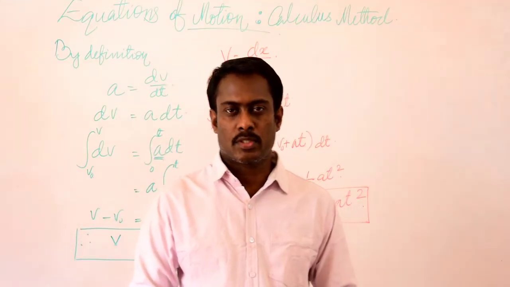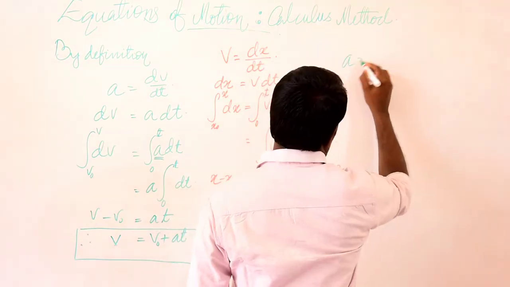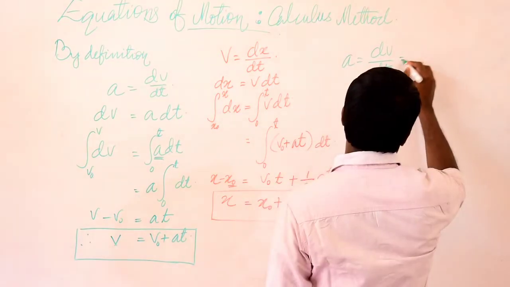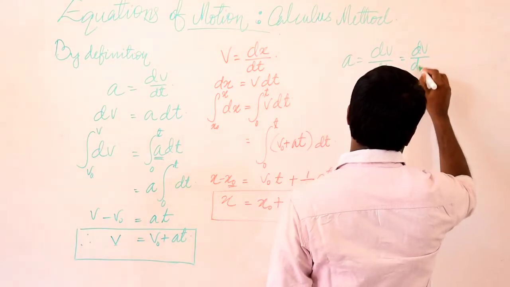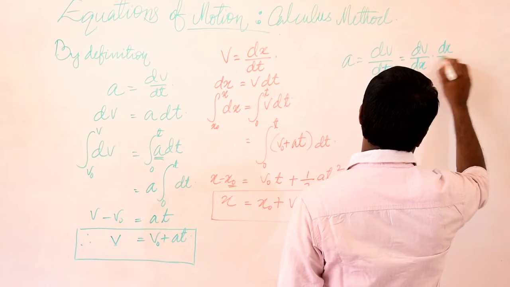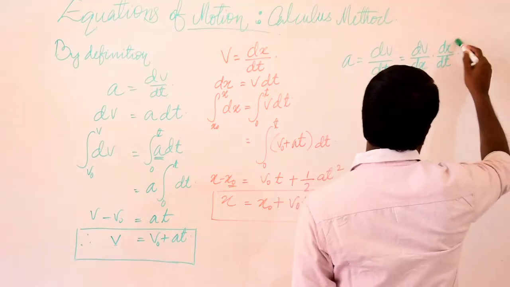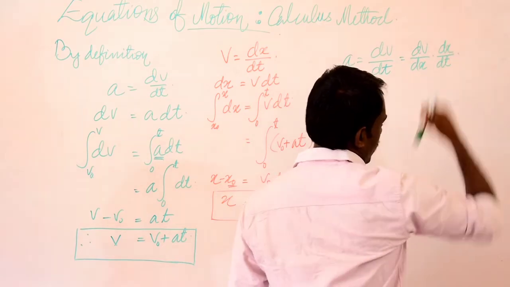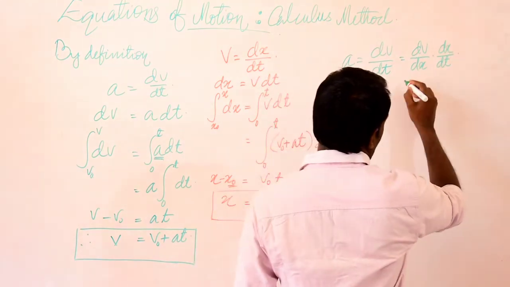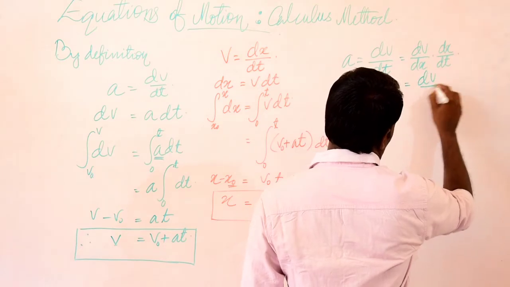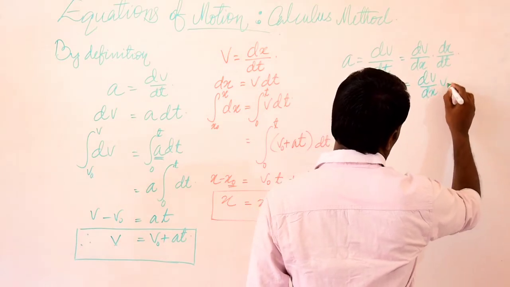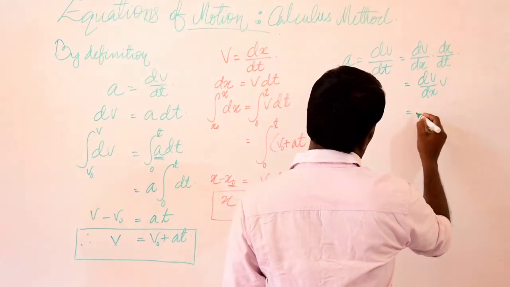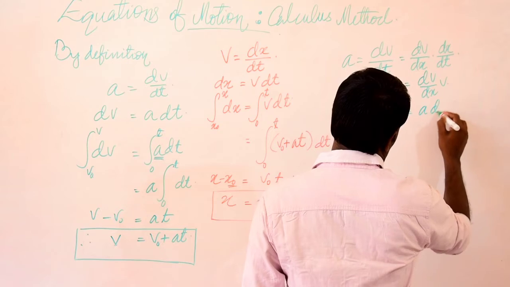Now the third equation of motion. We have a = dv/dt. That can be written as dv/dx into dx/dt. dx/dt is the rate of change of displacement, that is v. So this can be written as dv/dx into v. We can write v dv = a dx.